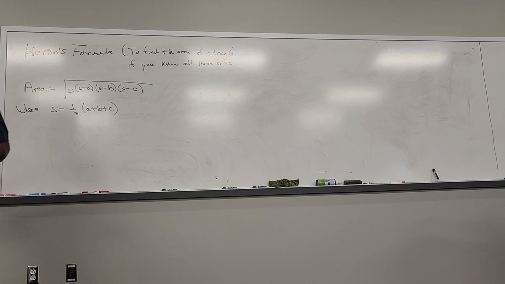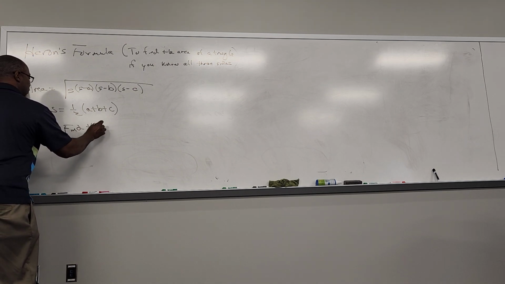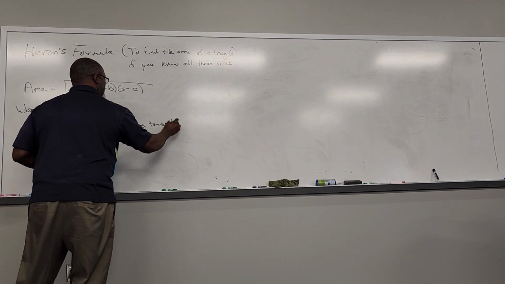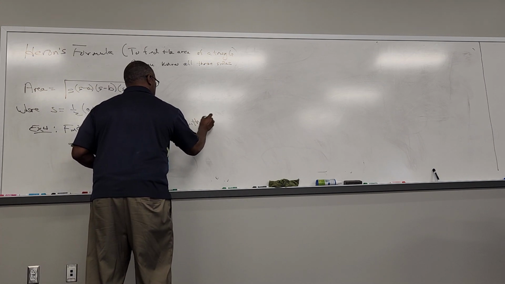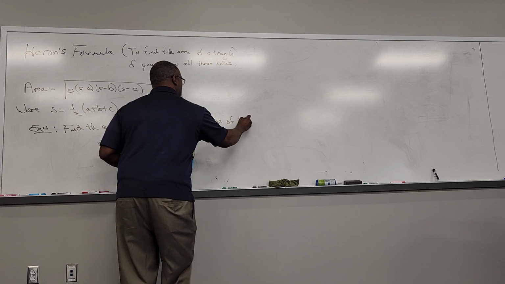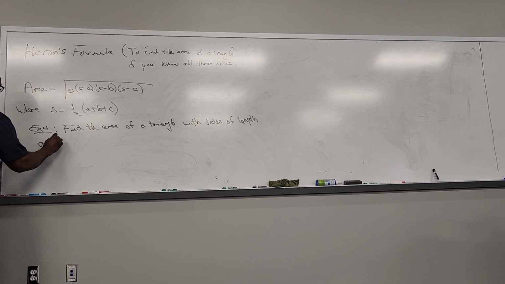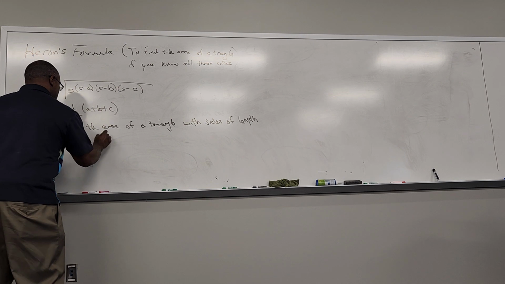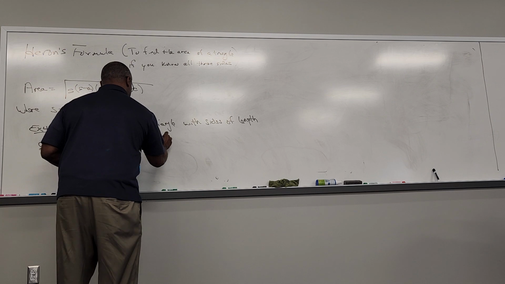Example 4 says find the area of a triangle with sides of length A equals 12.2 centimeters, B equals 16 centimeters, and C equals 9.8 centimeters.